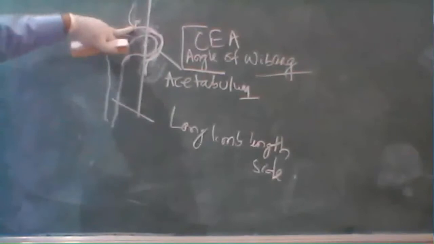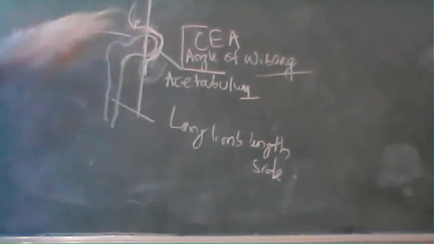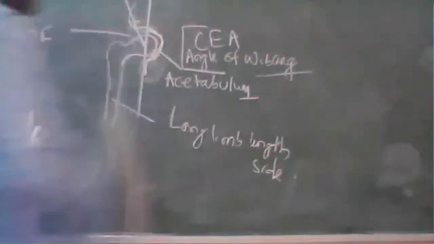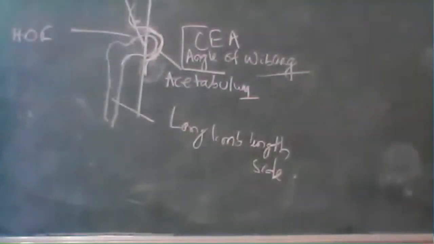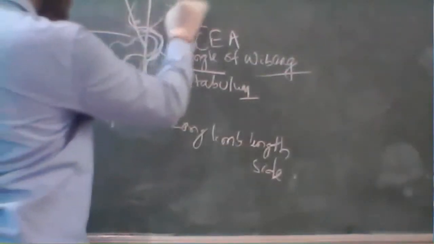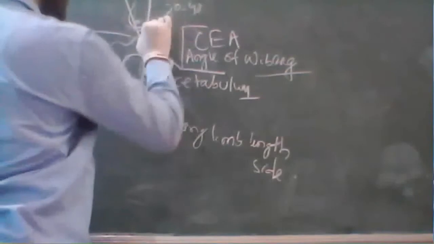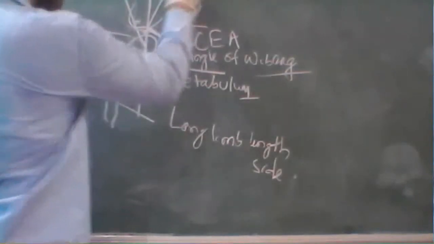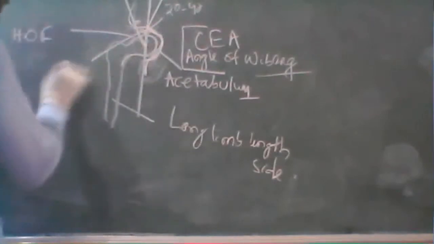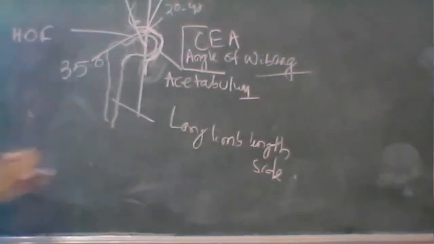In X-ray, you have to mark everything. Okay, so this is the point. Then from the center, you have to join this point. So these lines will create an angle. This varies between 20 to 40 degrees. Normally you can say this is 35 degrees. Okay, clear?